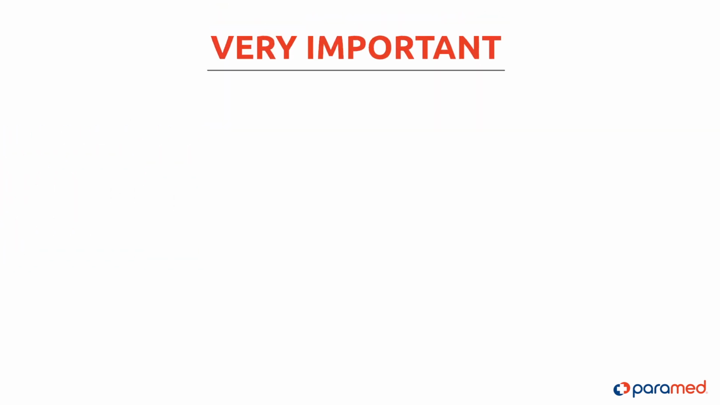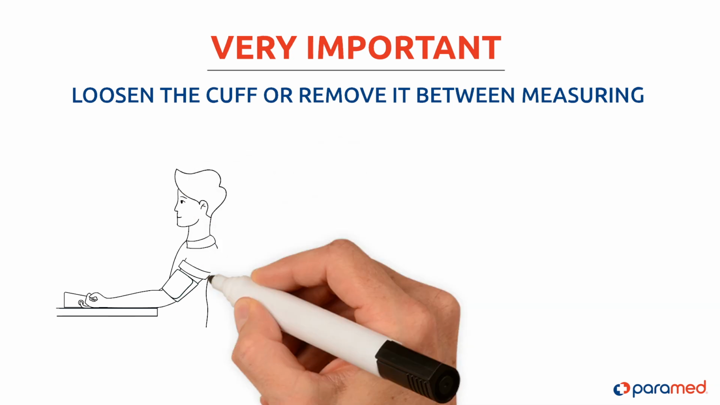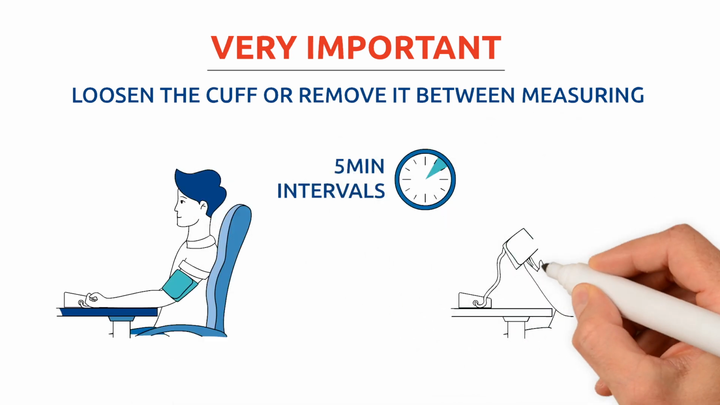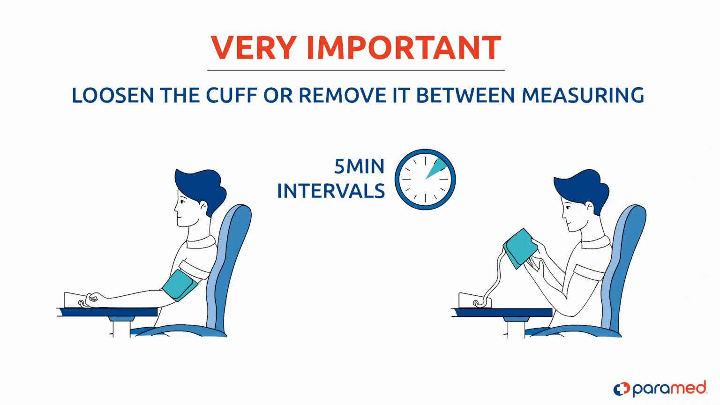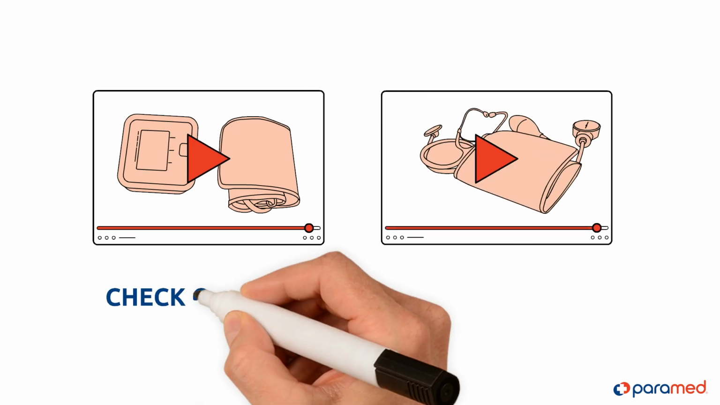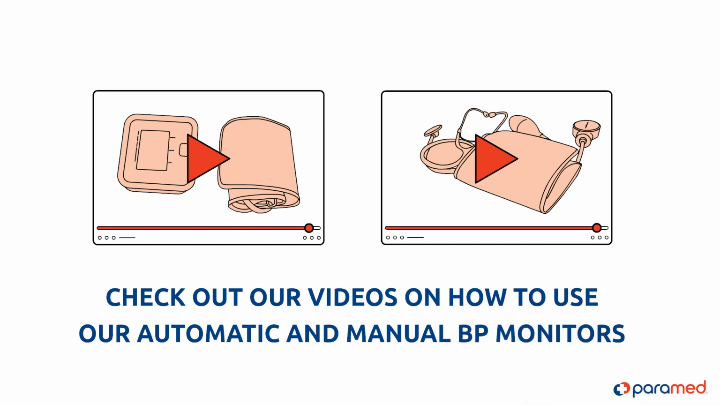It's very important not to measure your blood pressure several times in a row without removing the cuff. The intervals between measurements should be at least 5 minutes. It's important to let the blood vessels return to normal by loosening the cuff or removing it between measurements. We have a video on how to use our automatic and manual blood pressure monitors. Please refer to it in order to achieve accurate results.